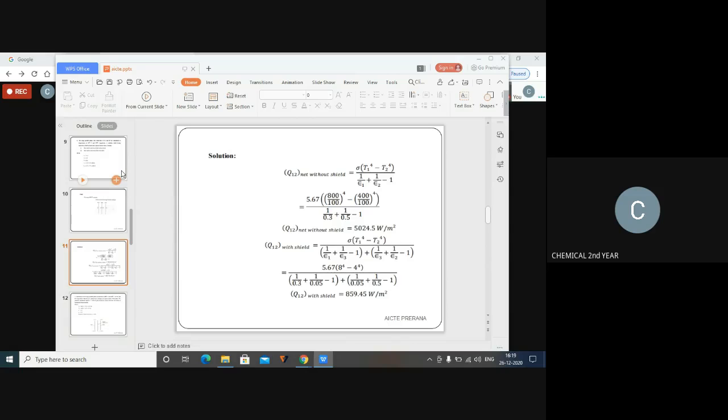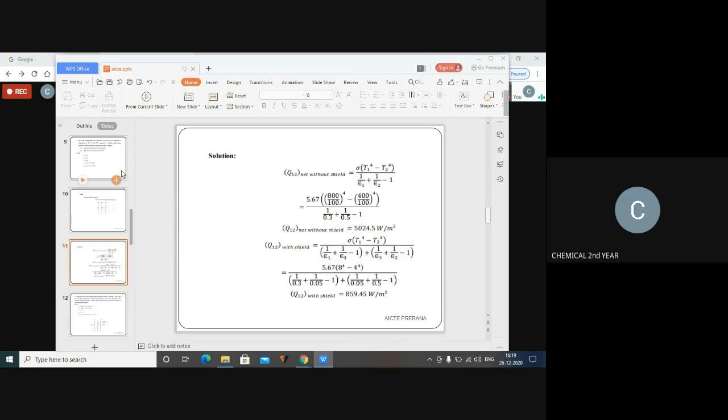The same formula has to be used, but there is a slight change for the case with the shield. So sigma into T1 power 4 minus T2 power 4 divided by 1 divided by epsilon 1 plus epsilon 3.